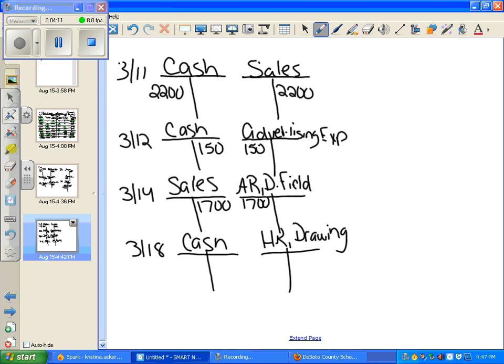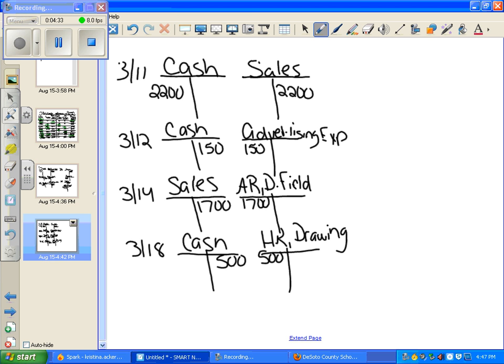Now, the company's cash is going down, so we're going to decrease cash with a credit, and we're going to put $500 on the credit side, which is always the right side, $500, and we're going to debit the drawing account, because in order to increase the drawing account, we're going to debit it. So we're going to debit it $500.